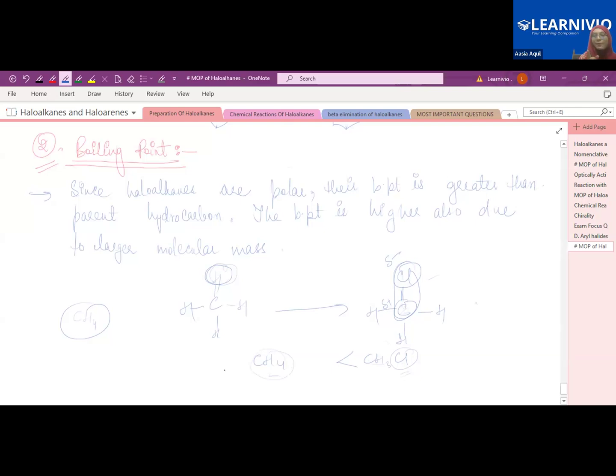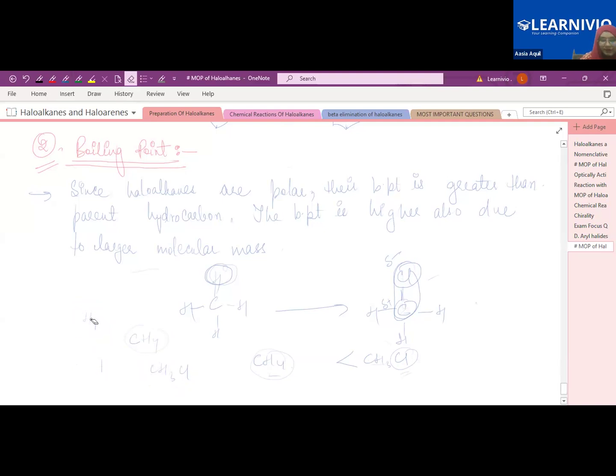Hydrocarbon with the same number of carbon. Suppose you take C5H12 and here you are taking CH3Cl. That is not right; the number of carbon should be the same. If you are taking one carbon over here, CH3Cl, then you will take CH4. Between these two you will compare, because it depends on the molecular mass, not the number of carbon. So obviously the haloalkane will have the higher boiling point as compared to the hydrocarbon.